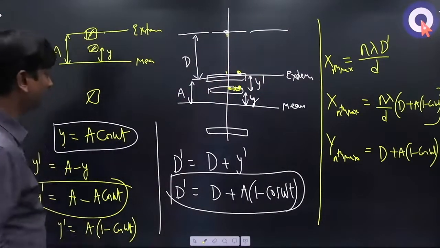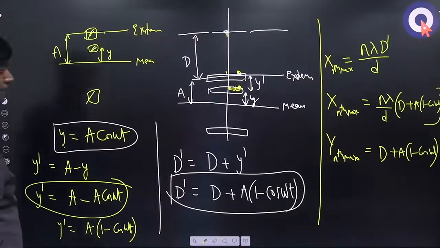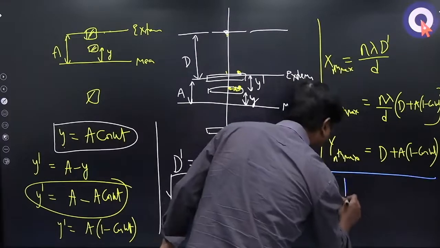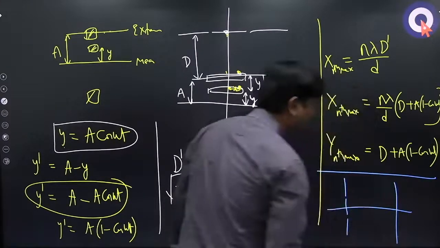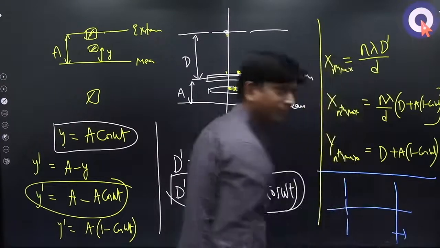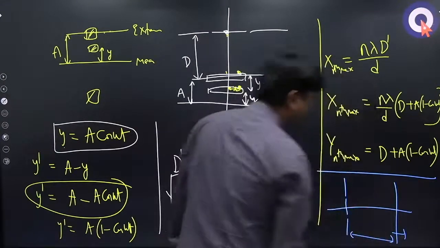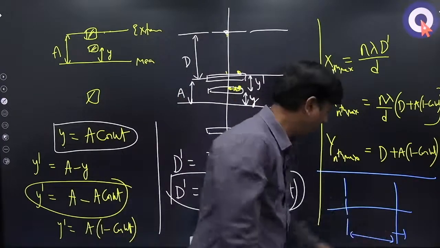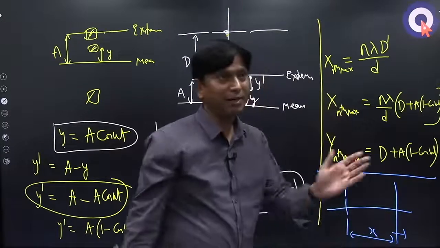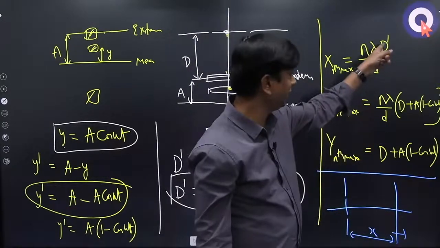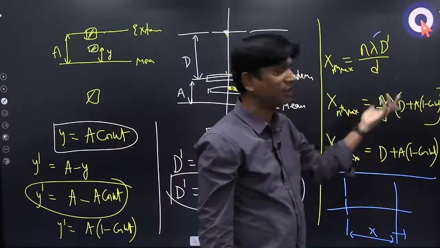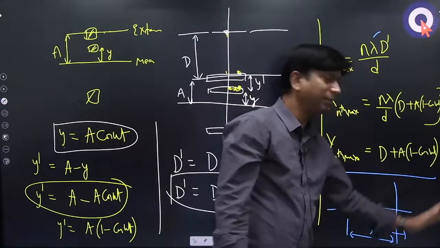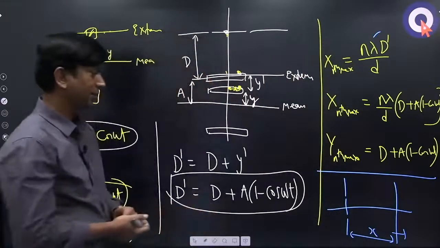Sometimes the question can be like this. Suppose you have YDSE, this is a screen, and somebody is moving the screen like this with some velocity. That means this value is changing at some rate. So whatever you get here, x equals n lambda capital D by small d, this is changing with respect to time, and you put that as is.